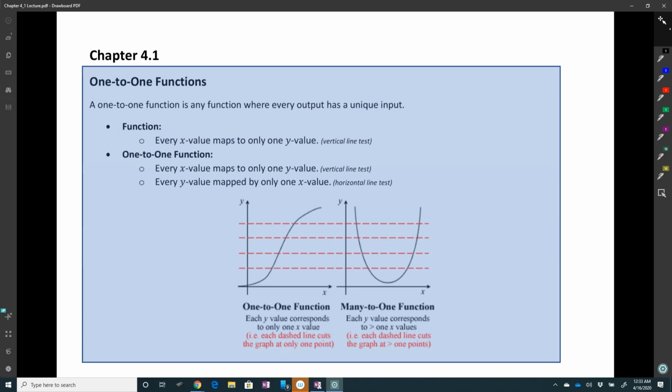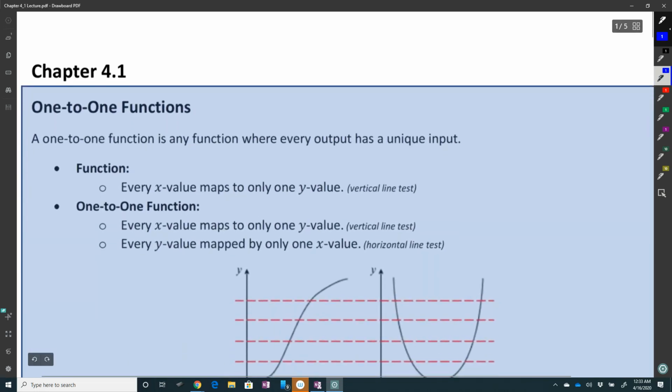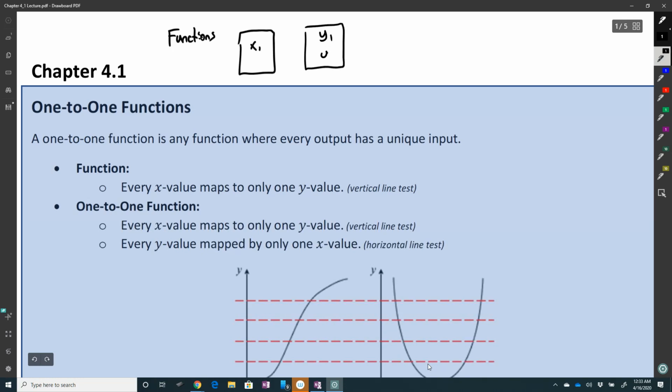So, chapter 4.1 starts with a pretty happy section, and then it gets a little rough as we go on. But we're first going to start with the idea of one-to-one functions. So, in the past, when we were dealing with functions, way back in the beginning of the semester, a function was every x value. It was okay for every x value to go to two y values. So that was perfectly fine. Sorry, that wasn't.